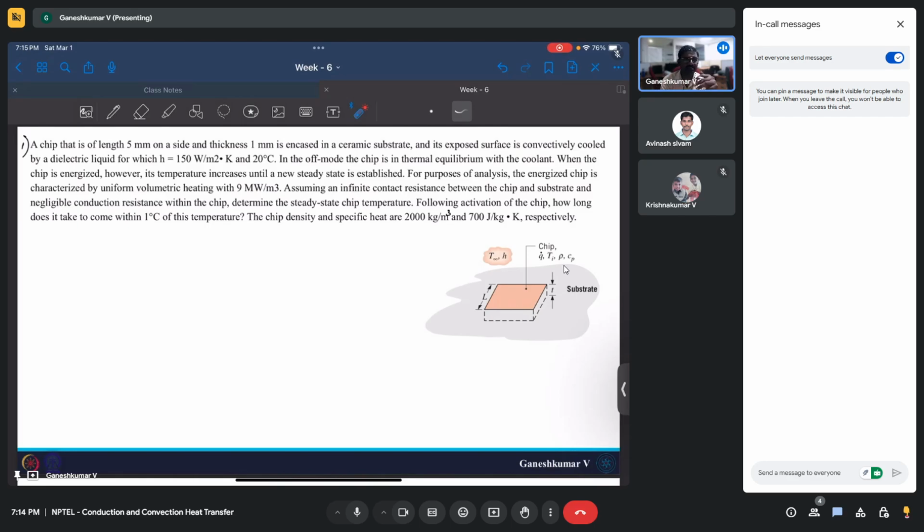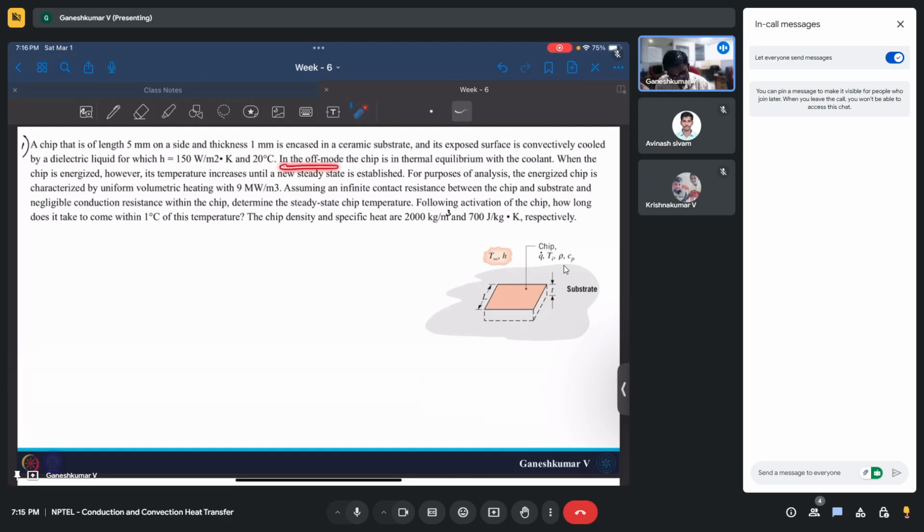Since it's a chip, it is going to generate heat, and heat has to get out of the chip in order for it to function properly. We have to maintain the temperature of the chip to a certain level. It cannot exceed, let's say, 70 degrees Celsius or 60 degrees Celsius. So what we do is cooling. Here we are using liquid cooling, a dielectric liquid whose convective heat transfer coefficient and fluid temperature are given.